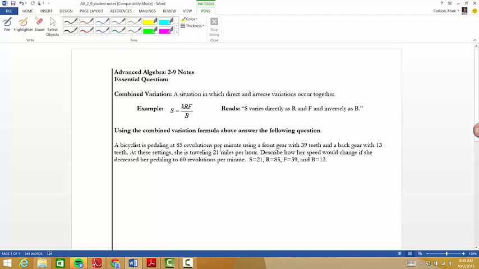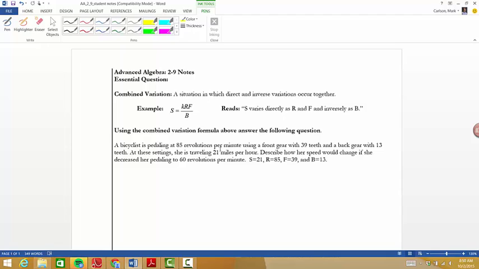Alright, so I'd like to take a look at the 2-9 notes today. And in 2-9, we've looked at direct variation, we've looked at inverse variation. What happens if we have more than one independent variable? And how can we look at it if there's multiple types of variation going on? There are two terms that we're going to look at today that revolve around that concept.